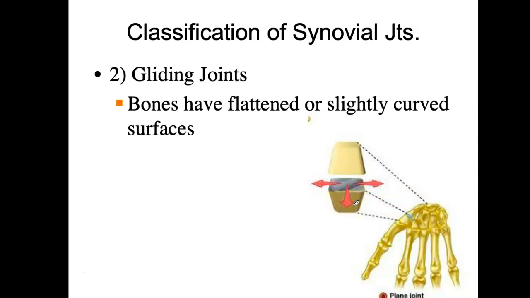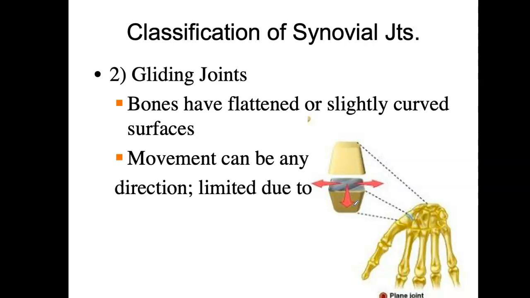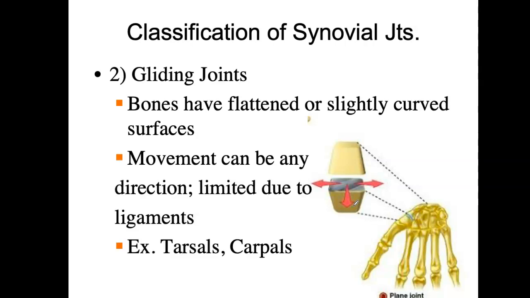What it takes is for those bones to have some sort of flattened surface. It could be a little curved, but mostly sort of flat surfaces. And the movement can be in any direction, and it's usually limited by the ligaments that are in that region. So people who say they're double jointed have weaker ligaments, and they allow for greater movement of joints like gliding joints. So this illustration is of the carpals, but the tarsals would work the same way.